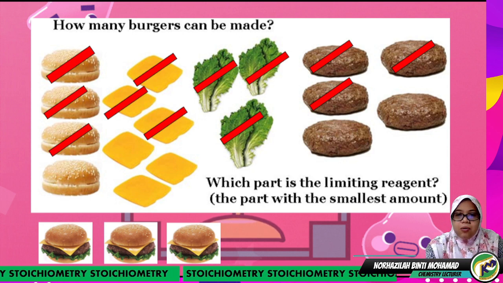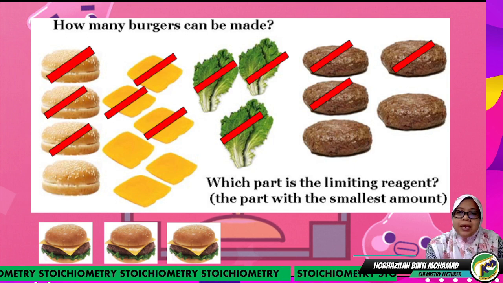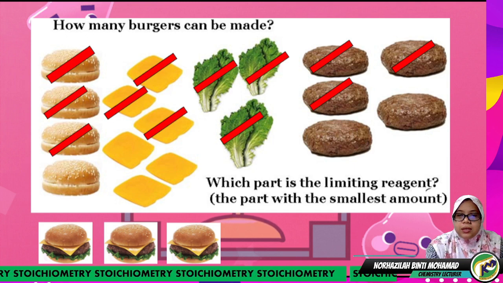So why can I only form three burger? Which part is the limiting reagent? Which of these items is not enough to make a burger? In this picture, the salad is the limiting reagent because all of the salad has been consumed to produce the burger. So only three burger can be formed here because we only have three salad.